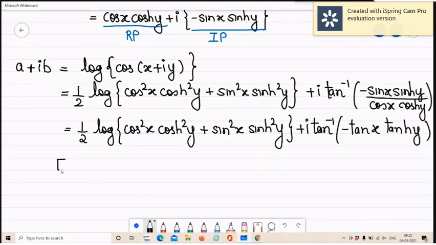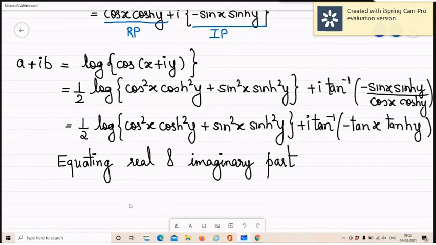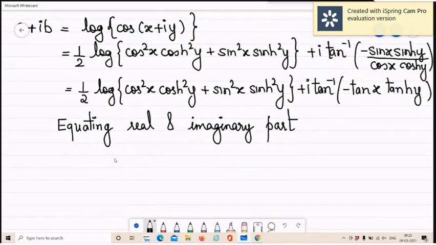So what are we going to do here? We are equating real and imaginary part. So what I'm doing, I'm equating the imaginary part first. So what am I getting here? B equal to tan inverse of minus tan x into tanh y.